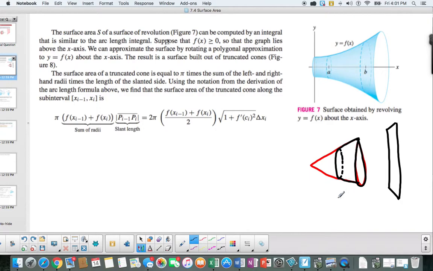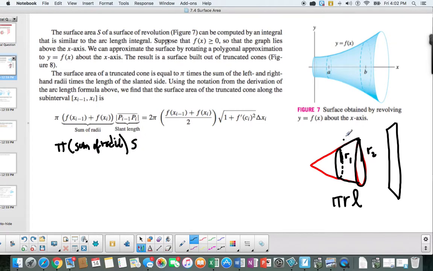Now the formula for the area of a cone is pi r L. That's the surface area of the whole cone. But remember, this is truncated, so we're going to modify the formula, and it's going to be the sum of the radii. So the sum of radii are the two radii that we have. This is radius 1, and this is radius 2. And then we're going to multiply it by the slant height.